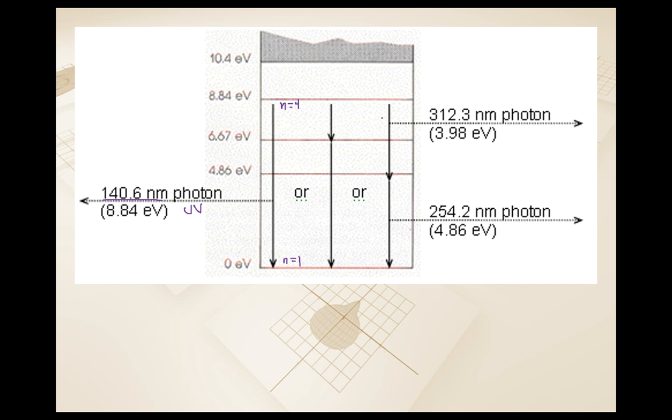We have a couple of smaller jumps. For this one, we're going from n equals 4 to n equals 3, and n equals 3 to n equals 1. And this one, we're going from n equals 4 to n equals 2, and it's emitting 312 nanometers. That's still ultraviolet. And then we're still less than 400, so that's, again, still ultraviolet, going from n equals 2 to n equals 1.